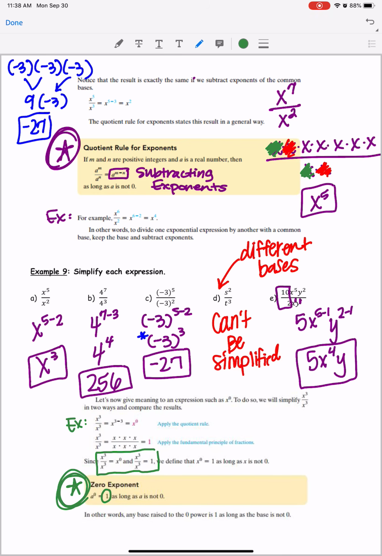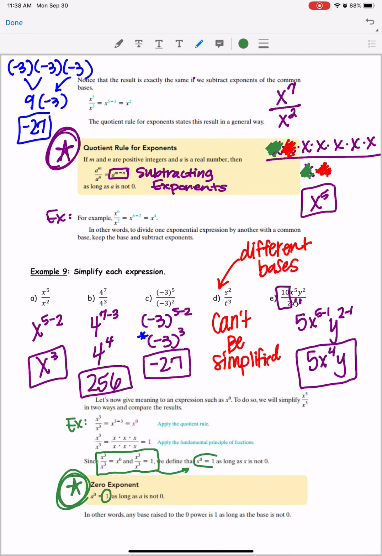X cubed over x cubed, when you subtract, you get x to the 0. X cubed over x cubed, you got the same thing on top as you do at the bottom, so it equals 1. So therefore, these will always be equal.